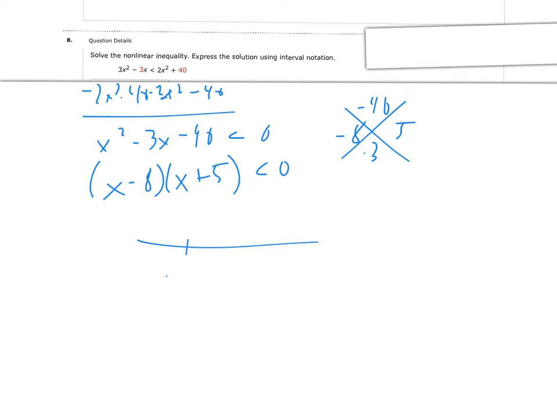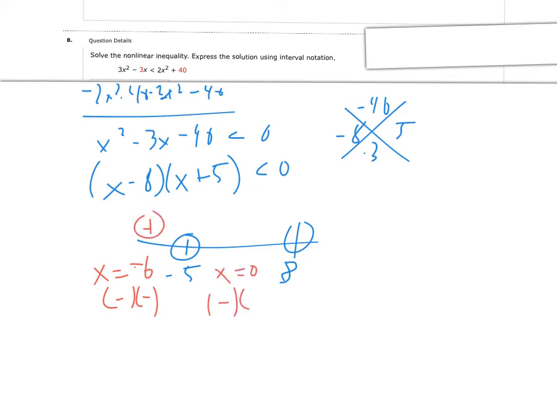So go to my number line here, I got negative 5, I got 8. And in this case, these will both be open dots because there's no line underneath here. And I'm going to go ahead and try out some numbers here. So I got x equals, let's do negative 6 here. And so that'll be a negative times a negative, and that'll be positive. X equals 0 I can use again, so it'll be negative times positive, which is negative. And then x equals 9, which will be a positive times a positive, which is, of course, positive.